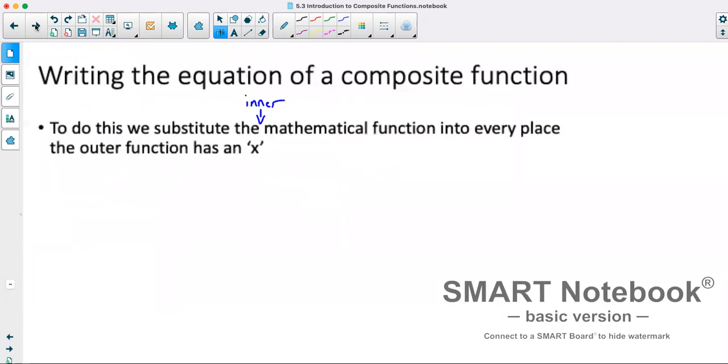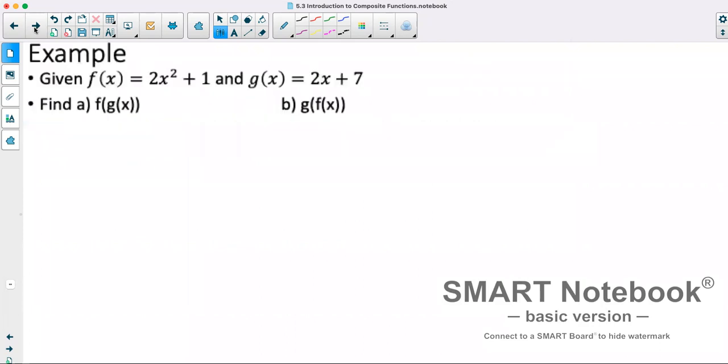Writing the equation of a composite function. To do this, we substitute the inner function into every place in the outer function that has an x. For example, given f of x is equal to 2x squared plus 1, and g of x equals 2x plus 7, we want to find our equation for f of g of x and for g of f of x.